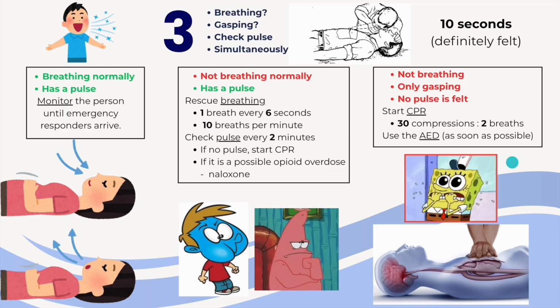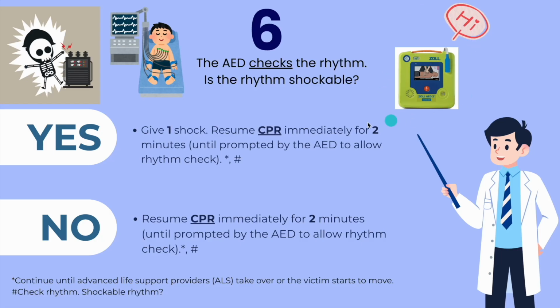If the AED detects a shockable rhythm, give a shock, with all the rules that we discussed earlier. Give 1 shock and resume CPR immediately until prompted by the AED to allow a rhythm check about every 2 minutes. Continue CPR and using the AED until advanced life support providers take over or the victim begins to breathe, move, or otherwise react. If the AED detects a non-shockable rhythm, resume high-quality CPR.